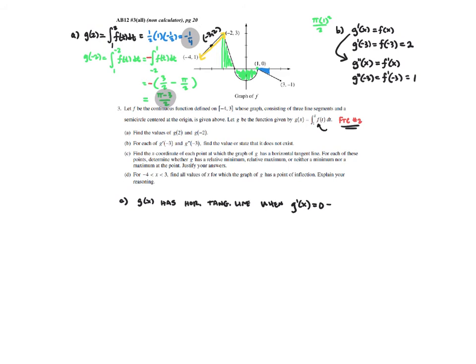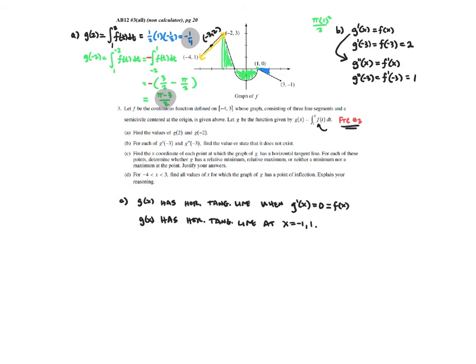Well, I know that G prime of x is equivalent to f of x, and therefore I can say, based on my graph, analyzing this, f of x equals 0 at -1 and +1. Therefore, I can say G of x has a horizontal tangent line at x equals -1 and x equals +1. All right, now let's go further with our analysis and determine whether G has a relative min, a relative max, or neither at those points.